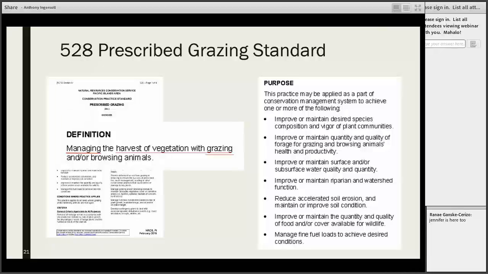And it's a forage-based system. That purpose, again, fits in with how we're using this practice in this situation. Some of the other purposes that can be applicable are improving surface or subsurface water quality, improving riparian and watershed function, reducing soil erosion or improving soil condition, improving or maintaining the quantity and quality of food or cover for wildlife, and managing fine fuel loads to achieve desired conditions. So you don't have to meet all the purposes, but for sure, your situation should fit one or two of these purposes if you're going to apply them.